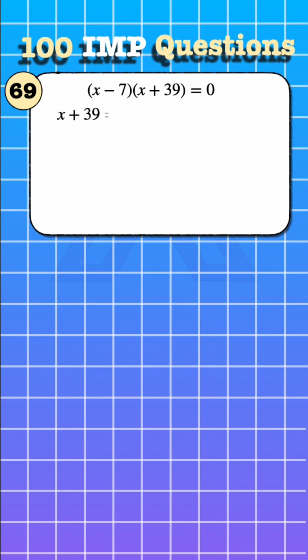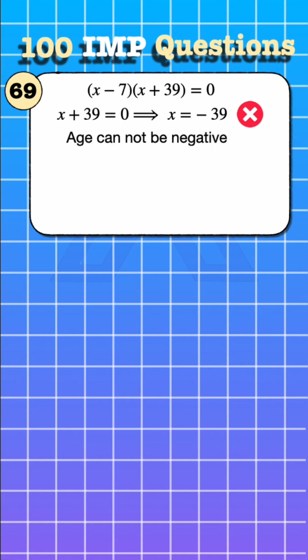If you equate x plus 39 equal to 0, you will get x equal to minus 39. Okay, so what is x? x is Rohan's present age, but Rohan can't be minus 39 years, right? So that's why, age can't be a negative number, so we can reject this. Second factor, x minus 7 equal to 0 will give you x equal to 7, and that's a positive answer, so we can select it.